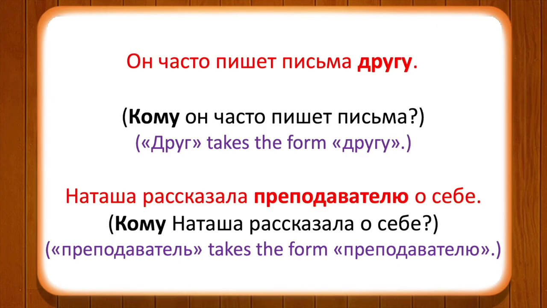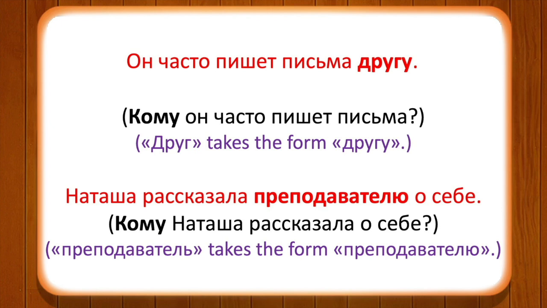So here Natasha tells преподаватель. We know преподаватель again belongs to the masculine gender but ends with a soft sign. So the soft sign is being replaced by ю. Natasha рассказала преподавателю о себе. Преподаватель takes the form of преподавателю.